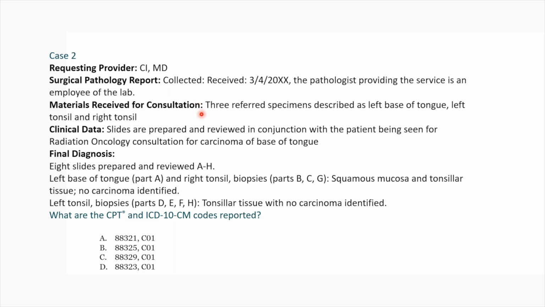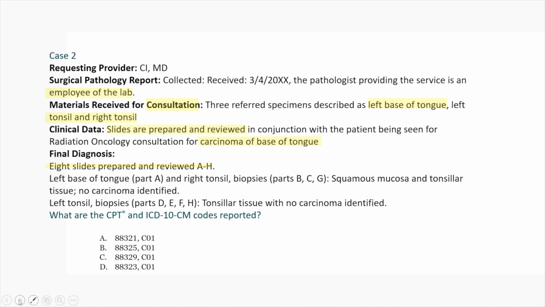So let's have the highlighted keywords. You can see the service is provided by an employee of the lab. It is a consultation, and the referred samples are left base of the tongue, left tonsils, right tonsils. The slides are prepared and reviewed. The carcinoma of base of tongue.